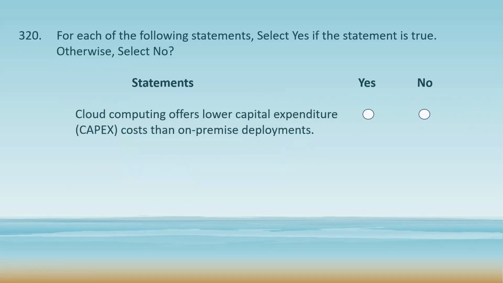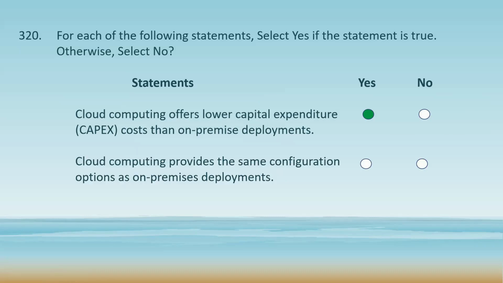And the first statement is cloud computing offers lower capital expenditure, which is CapEx costs, than on-premise deployments. This statement is correct, my friends. In fact, when you move from on-premise to cloud, then you move away from CapEx and are more aligned to OpEx model, which is operational expenditure.